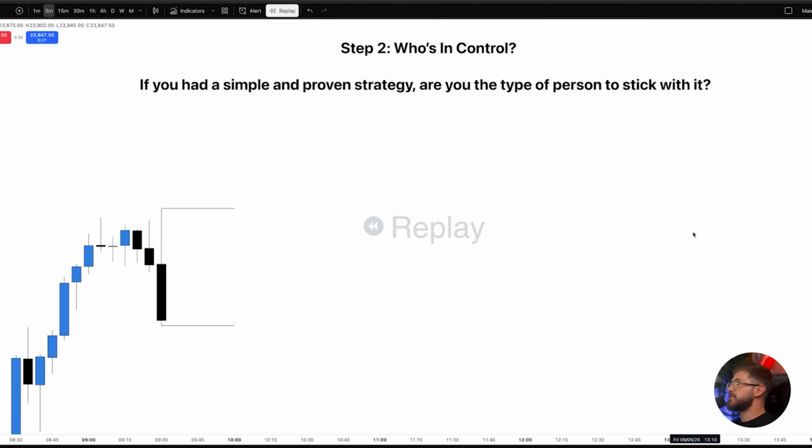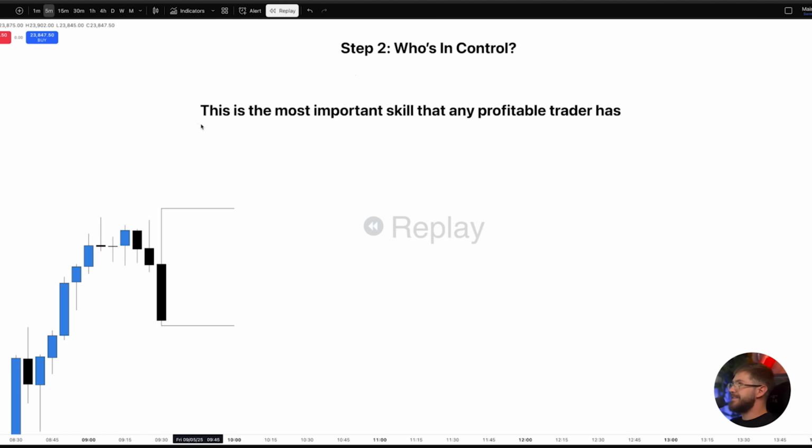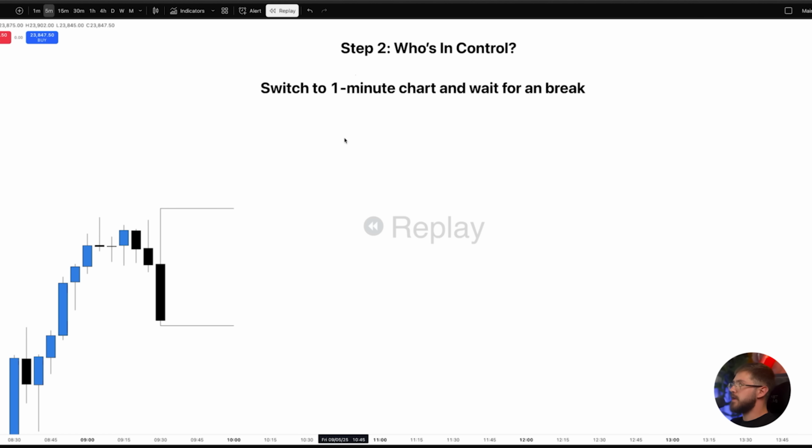But first, I want to ask you an important question. If you had a simple and proven strategy, are you the type of person who would actually stick with it and not hop to a new strategy as soon as you see a shiny object? I ask you this because this is the most important skill that any profitable trader has. I could show you the best strategy in the world, but if you fail to stay consistent with it, it will mean nothing.